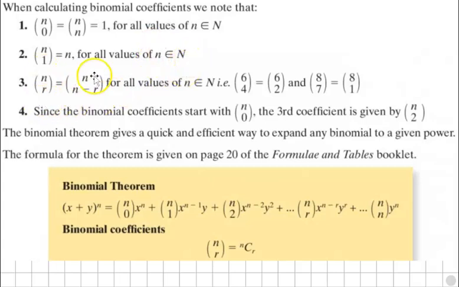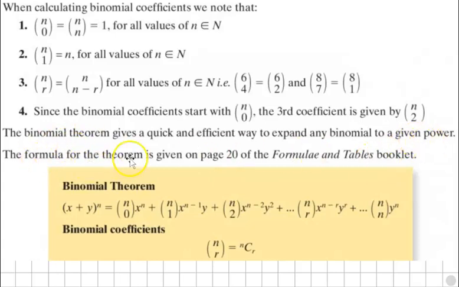And then n choose r is equal to n choose n minus r for all values of n elements of the natural number set, i.e. 6 choose 4 is equal to 6 choose 2, because we are subtracting the r, which in this case is 4, from the n, which in this case is 6, and 6 take away 4 is 2, so that's where that 2 comes from. And likewise, 8 choose 7 is going to be equal to 8 choose 1, because 8 minus 7 is 1. Since the binomial coefficients start with n choose 0, the third coefficient is given by n choose 2. The binomial theorem gives a quick and efficient way to expand any binomial to a given power.